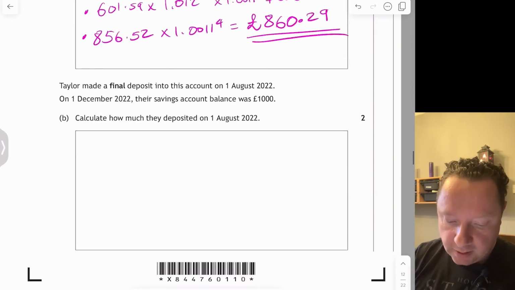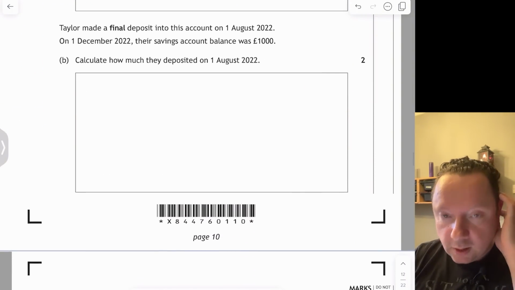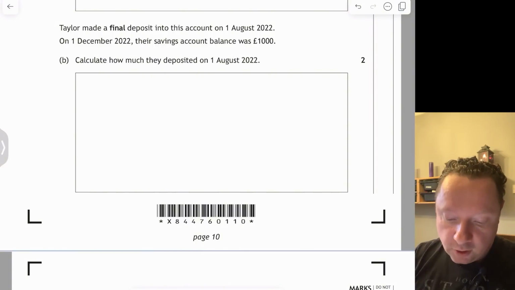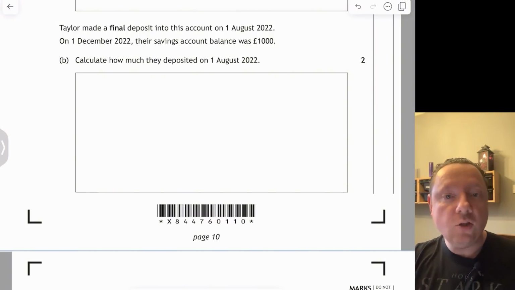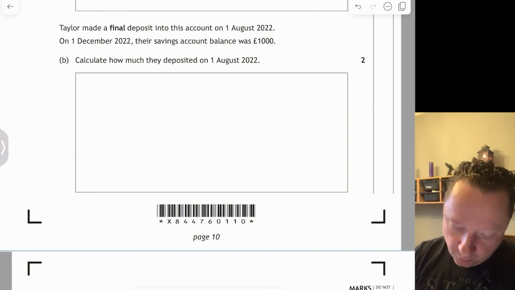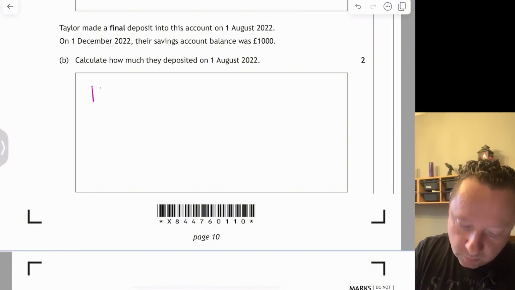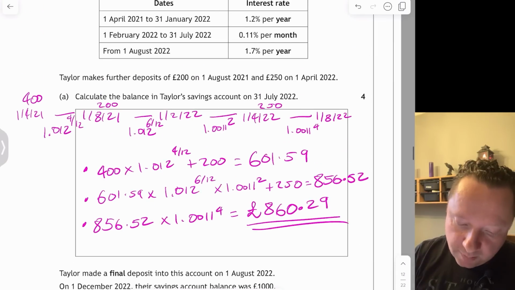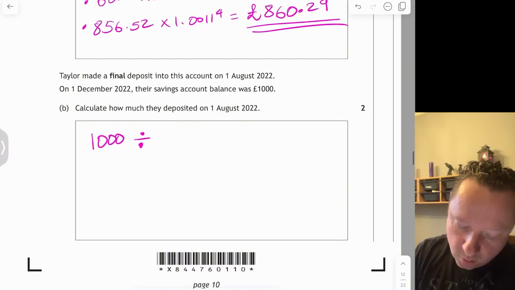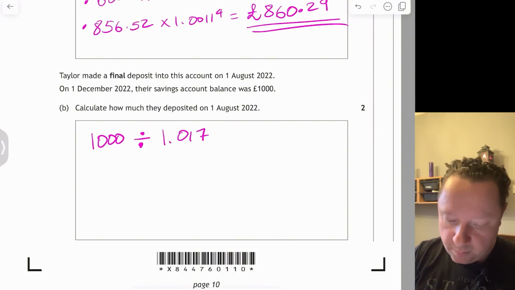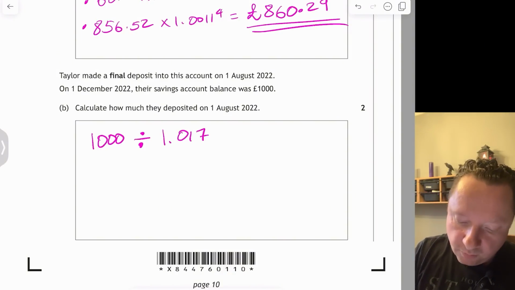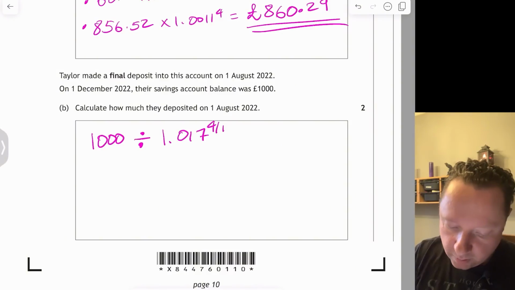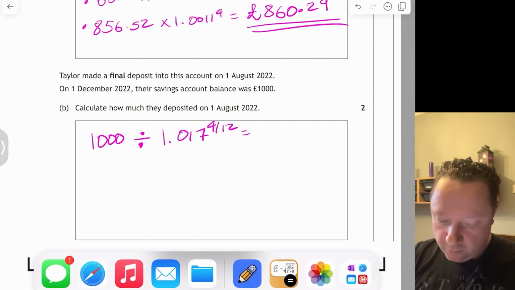So part B says she makes a final deposit on the 1st of August of 2022, and on the 1st of December she's got £1,000. How much did she deposit? So this is a reverse one. Calculate the present value. So we're starting with 1,000. We're dividing by the interest rate, which is now 1.7% per year from the 1st of August. 1.017. August, September, October, November, then into December is 4 months out of 12. So that'll tell me how much is in our bank on the 1st of August.